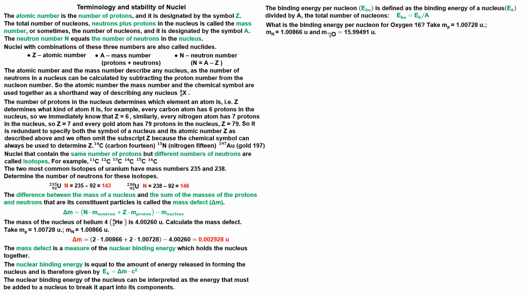We first determine the mass defect of the nucleus. Oxygen-16 has 8 protons and 8 neutrons. We subtract the mass of a nucleus from the mass of 8 protons and 8 neutrons. The mass defect is given as follows. Use Einstein's mass-energy equation to determine the binding energy of the nucleus by multiplying the mass defect by c squared. We now divide the binding energy of the nucleus by the number of nucleons to calculate the binding energy per nucleon.